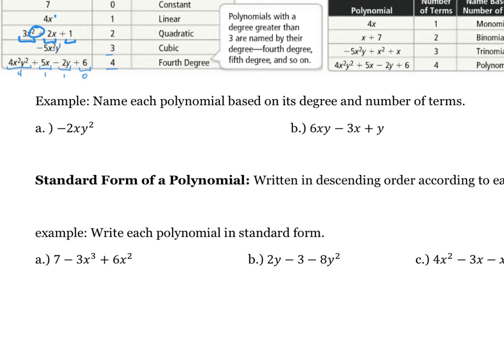So name each polynomial based on its degree and the number of terms. So for the degree for this one, we have 2, but we also have plus 1. So this would be a cubic, and then it's only 1 term, so cubic monomial. Okay, how about this one? Well, I'm seeing 3 terms. I need to find the highest degree. So this has a degree of 2, this has a degree of 1, and this has a degree of 1. So 3 terms means it's a trinomial, and the highest degree is 2, so it is a quadratic trinomial.